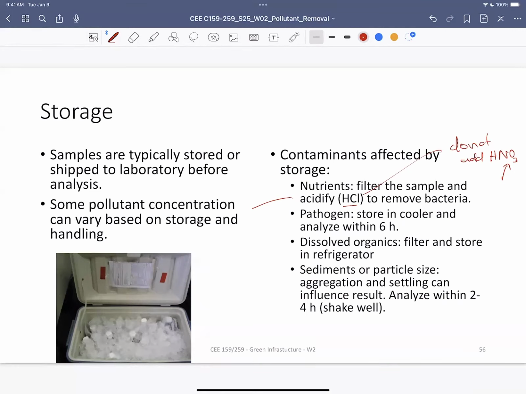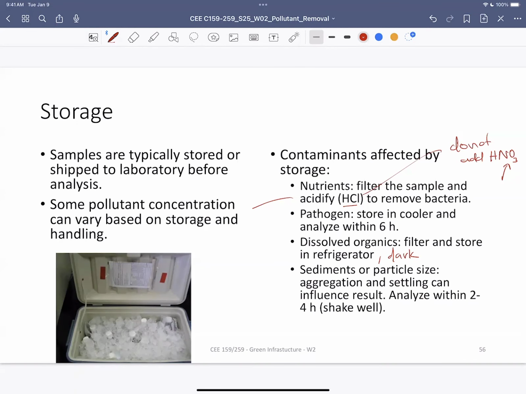For pathogens, store in a cooler so that they do not grow or die, and analyze within 6 hours. For nutrients, you can store for many days as long as you remove the bacteria. Dissolved organics, again, same thing. Filter it and store it in a refrigerator so that it does not degrade over time. And sometimes you have to keep it in the dark if it degrades over time because of interacting with the light. So this is something you have to check.